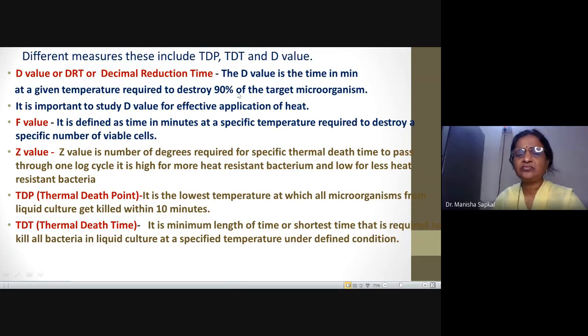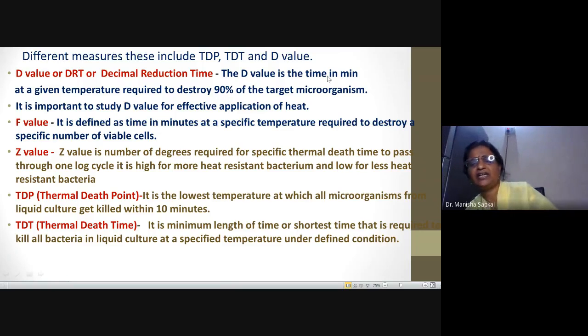And the D value: in these earlier cases, we are saying the temperature required to kill all organisms, and the time required to kill all organisms, but it is impossible to kill 100% of organisms, and that's how this term D value comes. D value is the decimal reduction time. It is the time in minutes at a given temperature required to destroy 90% of the targeted organism. Suppose we have a culture, then 90% of the population from that culture should get killed at a given temperature in a given time. That is called the D value. So we must know this D value, TDP and TDT.